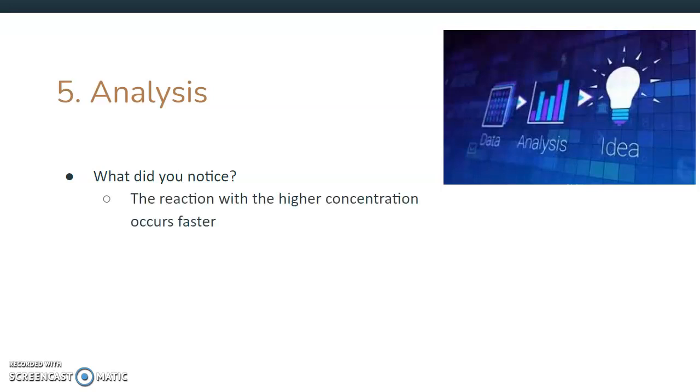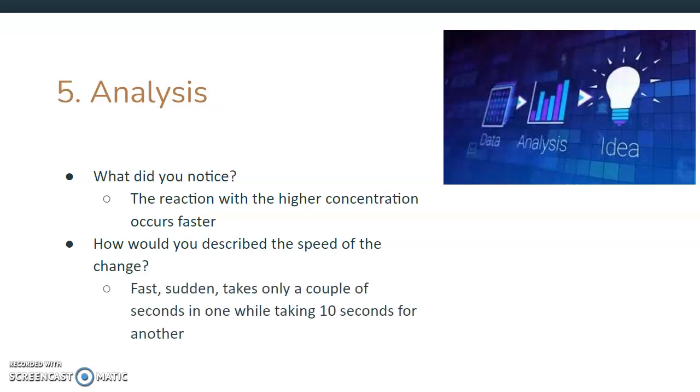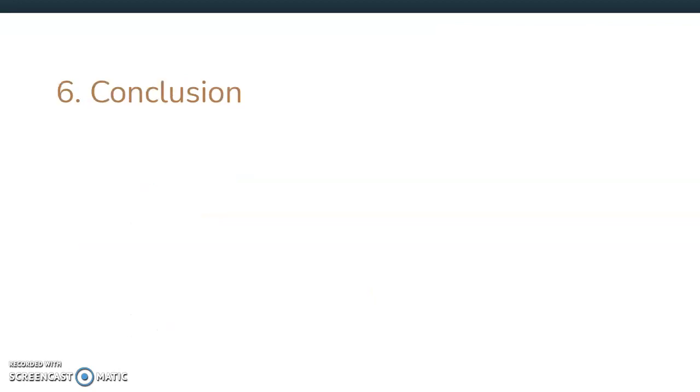What I noticed is the reaction with a higher concentration occurred a lot faster, but I want us to use better, more descriptive words. If we could, we would have a timer next to it to get really good measurements, but sometimes all we have is what we see. So we want to be very descriptive in the words we use to explain it. What I saw was a fast and sudden change that takes only a couple of seconds in our strong concentration, while it took about 10 seconds in our weaker concentration. So that's how I described it.